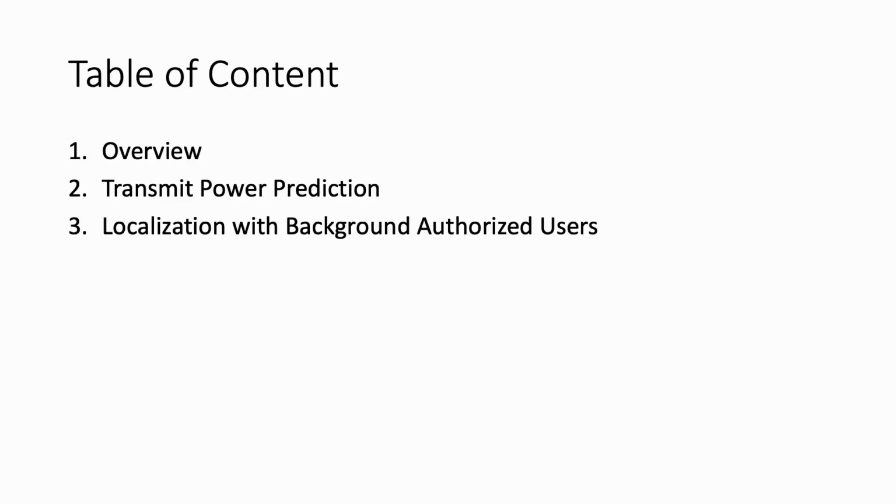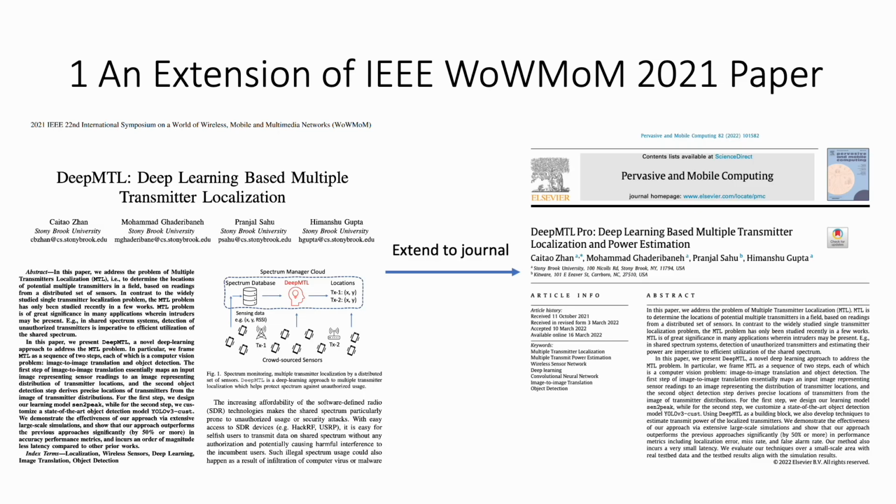This presentation will have three sections. First, the overview. Second, transmit power prediction. And the third, localization with background authorized users. For the overview, this journal paper is an extension of one of my previous conference papers published at WOMO 2021.